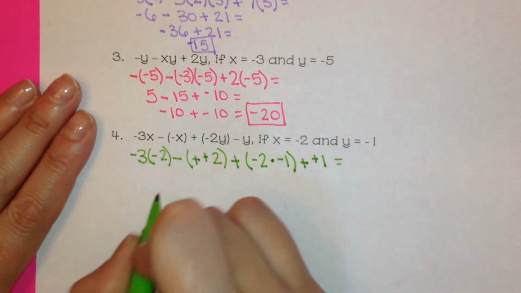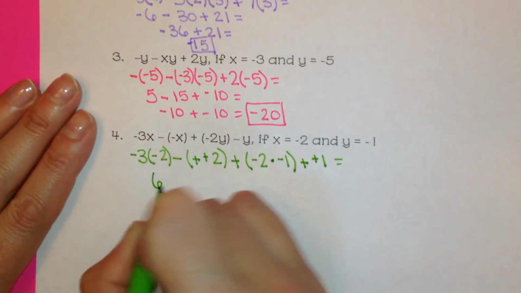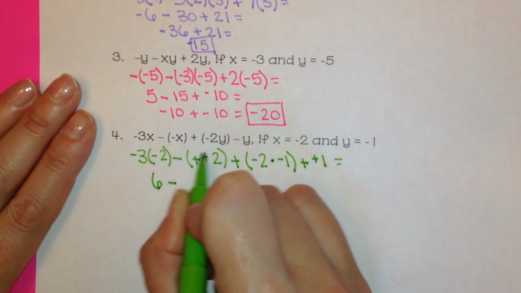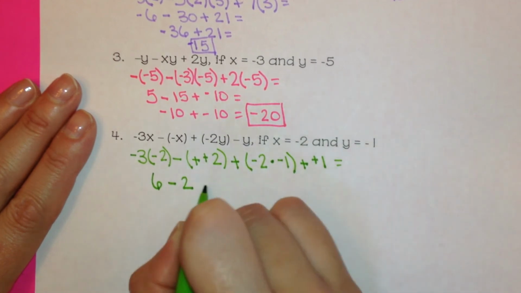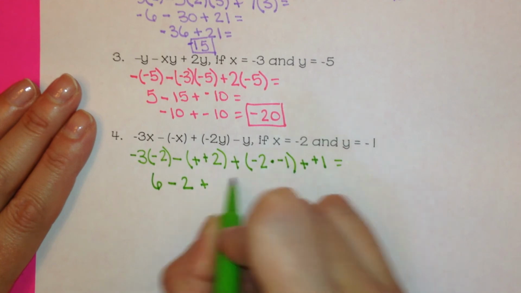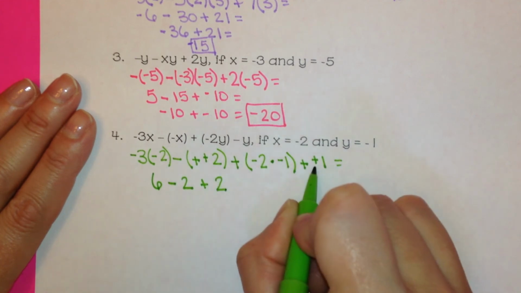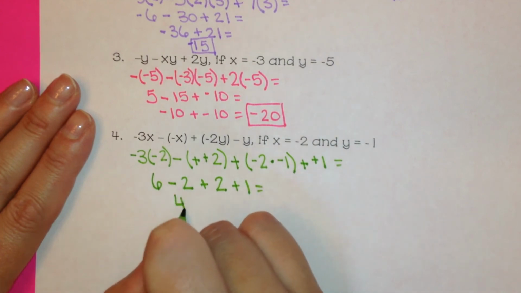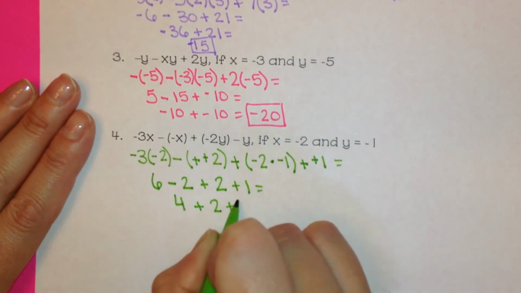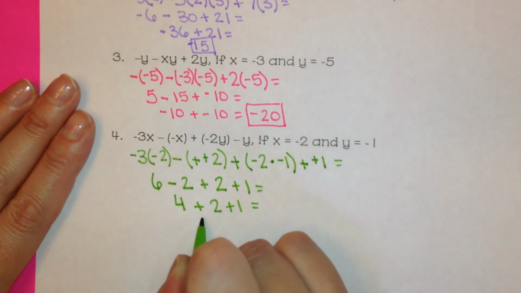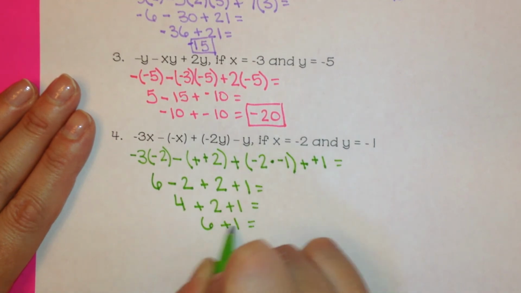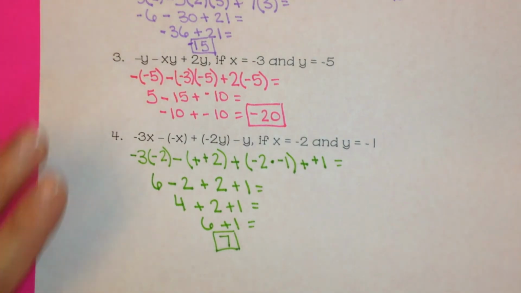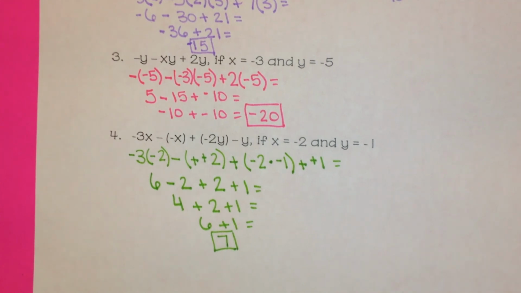All right, we have negative 3 times negative 2 gives me positive 6. Minus my 2. Plus negative 2 times negative 1 is positive 2. Plus 1. 6 minus 2 is 4, plus 2 plus 1. 4 plus 2 is 6, plus 1, and 6 plus 1 gives me 7. Okay, hopefully you got the same answers. You can go back and double check your work if you got something different.